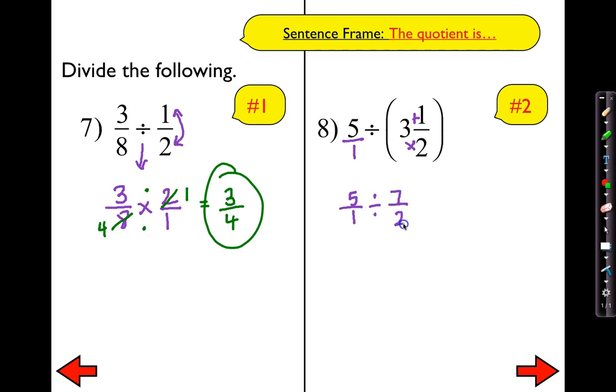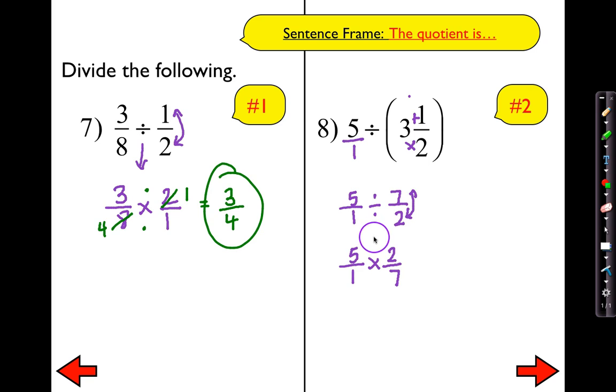Now here, what I'm concerned about is I feel as though some students may try to do too much at one time. They might try to multiply by the reciprocal and turn this into an improper fraction at the same time. Please refrain from doing that. First, simply turn it into an improper fraction. So here I get 7 halves. Then you can multiply the reciprocal. So 5 over 1 times the reciprocal, which will become 2 over 7. Some students may just multiply straight across here and their answer will be incorrect. So please take it one step at a time.